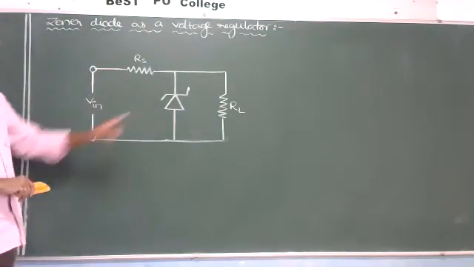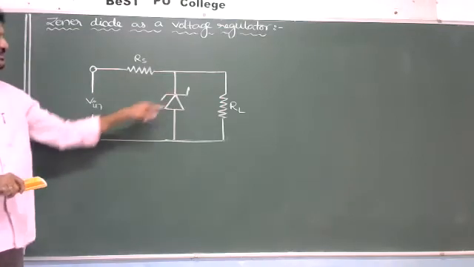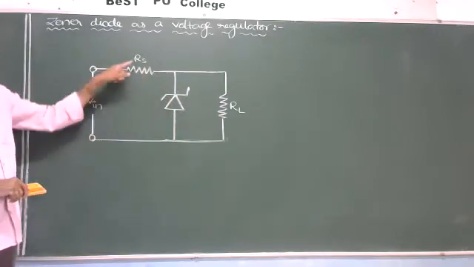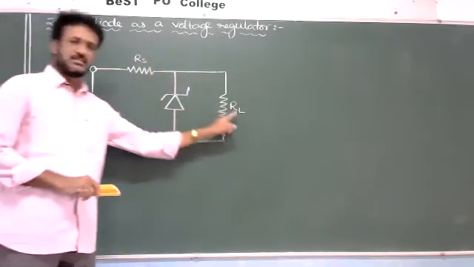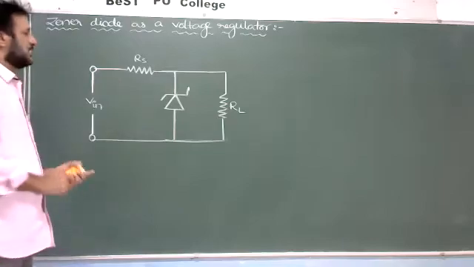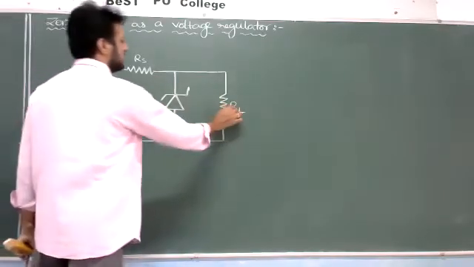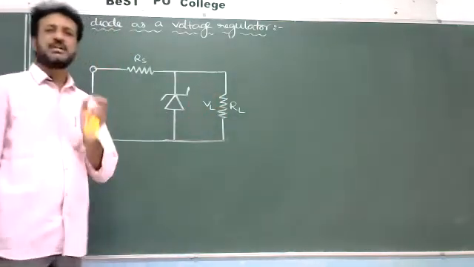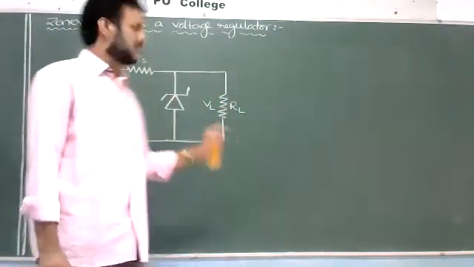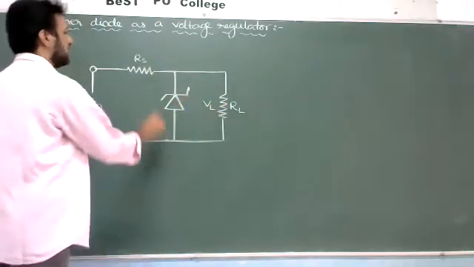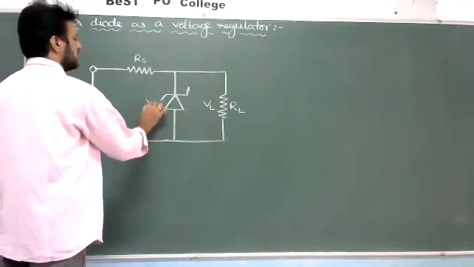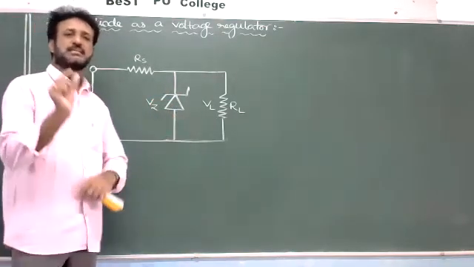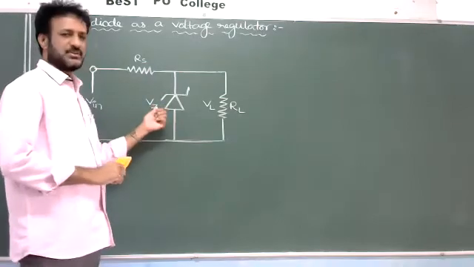So this will be the Zener diode. The symbol is also given. This side is the P-type semiconductor, and this side is the N-type semiconductor. We have the series resistance, the load resistance, and the Zener diode. The voltage across the load resistance I'll take as VL, which indicates the potential difference across the load resistance. The voltage across the Zener diode is Vz, which indicates the potential difference across the Zener diode.